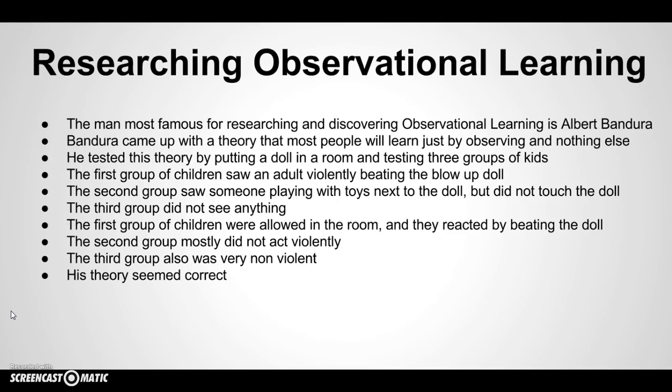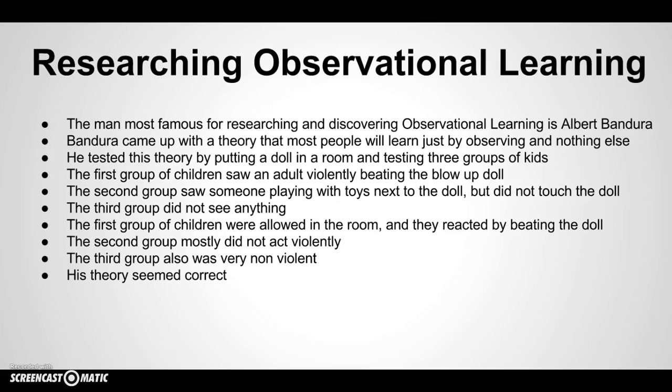Next, we'll take a look at the background of observational learning. The man most famous for researching and discovering observational learning is Bandura. Bandura came up with a theory that most people will learn just by observing and nothing else. He tested this theory by putting a Bobo doll in a room and testing three groups of kids. The first group of children saw an adult violently attacking the blow-up doll and received no consequence. The second group saw someone playing with toys next to the Bobo doll but did not directly harm the doll. The third group did not see anything to do with the Bobo doll.